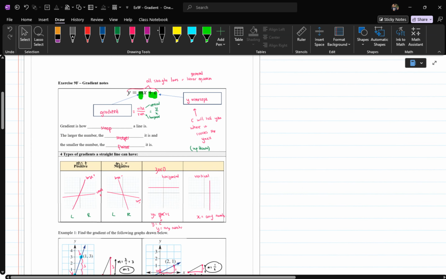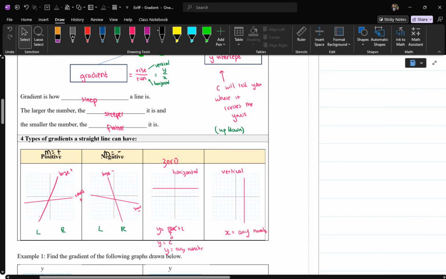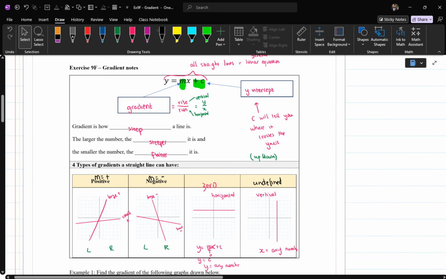But hopefully now you understand there are 4 types of gradients here. I forgot to fill this in. This is undefined gradient, and these are the notes. So it's very simple notes, but it gets really complex.